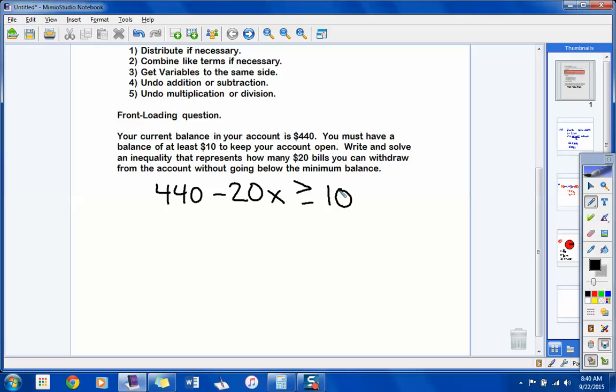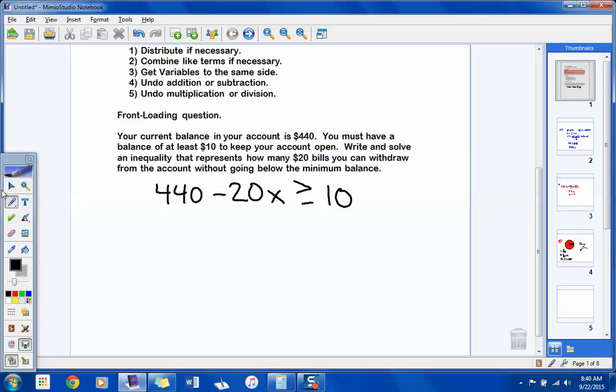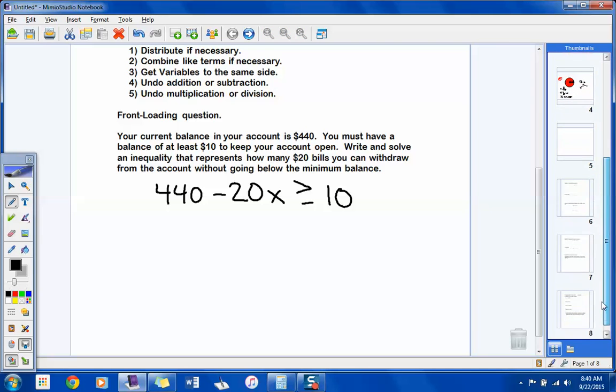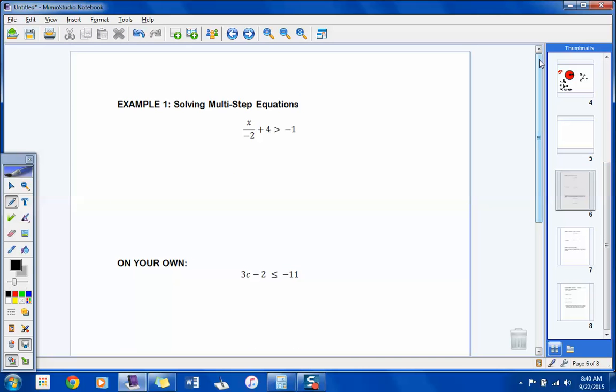So, why don't you guys run off to the second page here quickly. We'll start looking at solving some multi-step inequalities as they would relate to this real situation. So, here we go. As example 1, solving multi-step equations, and that should say inequalities right here. I've made a mistake up here. So change that word to inequalities for me.